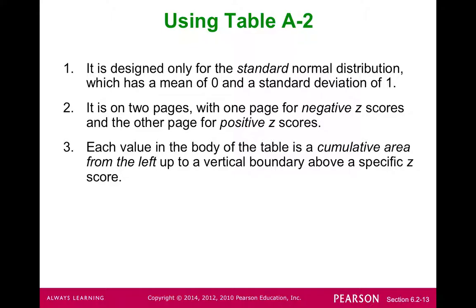Again, as I already said, it's on 2 pages, with one page for negative z-scores and the other for positive z-scores. And each value in the body of the table, or the center of the table, is a cumulative area from the left up to a vertical boundary above a specific z-score. And that'll make a little more sense when we actually see this laid out, but just trust me that it's always the area to the left that it's reporting for you.